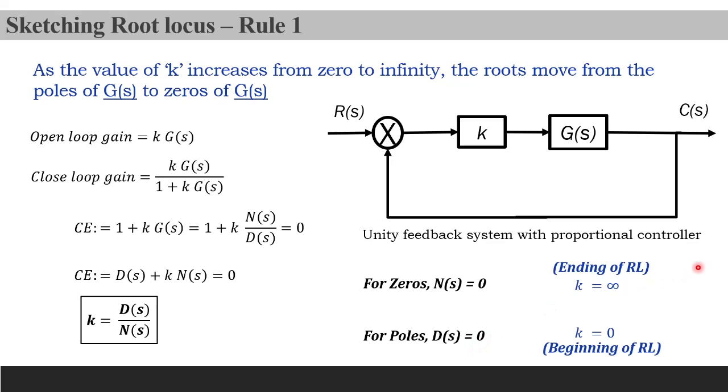So that shows us that k equals 0 is actually the beginning of the root locus, and k equals infinite is actually the end of the root locus. So at the beginning of the root locus, when k equals 0, we start from the poles, and at the end of the root locus, we end up at k equals infinite, which is the values of zeros. That's why we always want a root locus to point from poles to zeros.